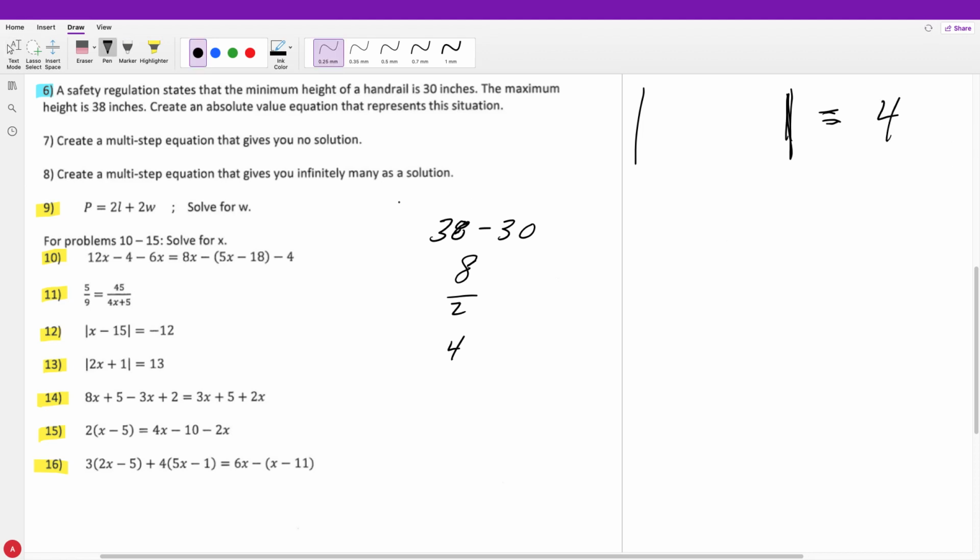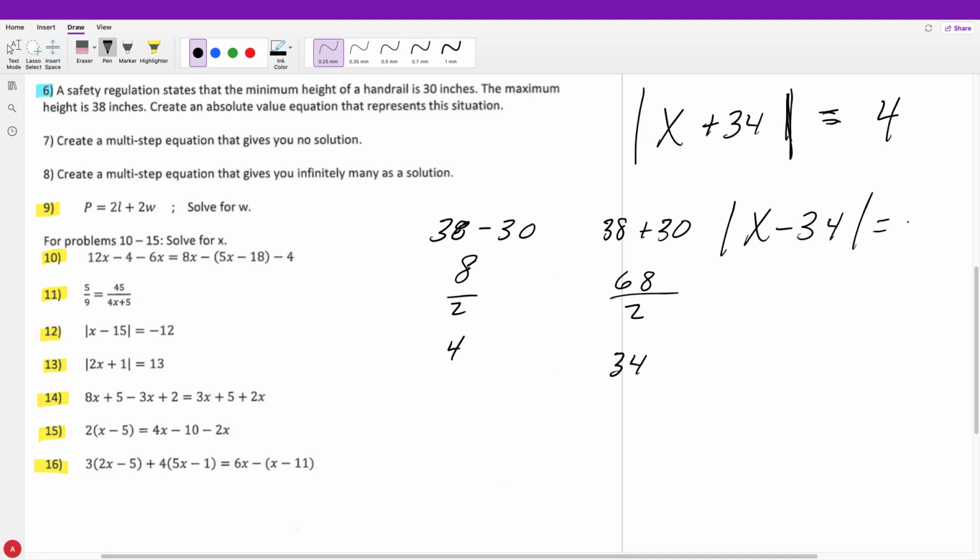And then to figure out what goes inside the absolute value, we can then add the 2 distances together, the 2 heights, and we can take the average of those, and that is something that we can add or subtract to our variable. But we have to figure out, is it going to be adding 34 or is it going to be subtracting 34?